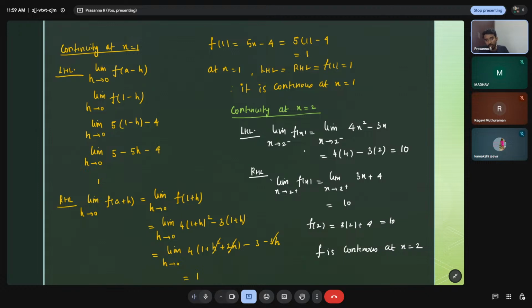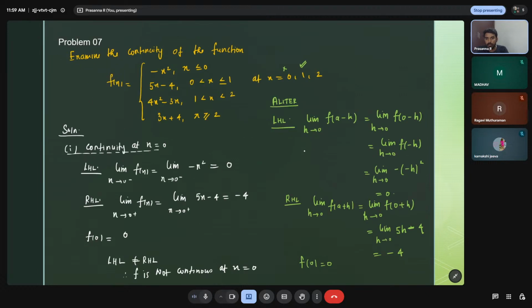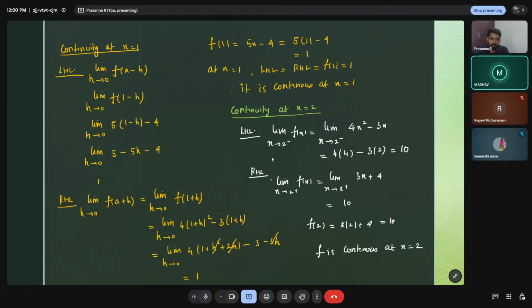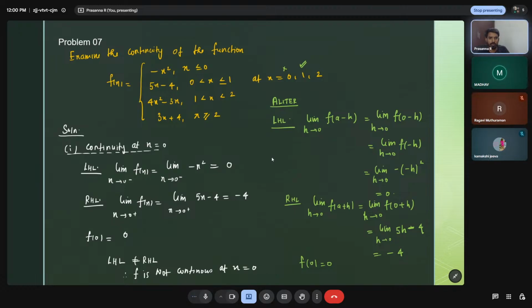Okay. I'll give you one exercise problem. Problem 8. We have to check only. By definition, they are asking you to check the continuity at these 3 points, 0, 1, 2. So by definition, to the left of 2, to the right of 2, and function value at 2. If all are equal, it is continuous by definition.